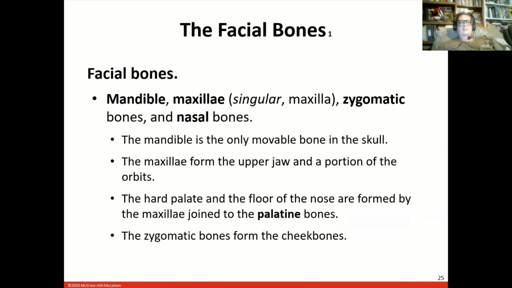All right, the mandible is the movable portion of the skull. We're talking about your lower jaw that can move. The maxilla is the upper jaw and part of the eyes, the orbits. The hard palate, we already talked about this. It's the top of the mouth and the floor of the nose. It's the maxillary bones, the maxilla, and the palatine bones behind that.